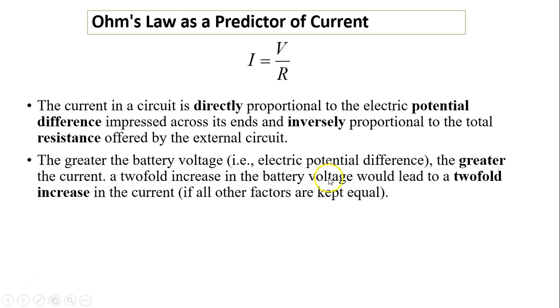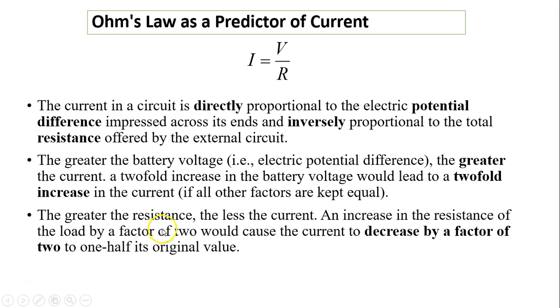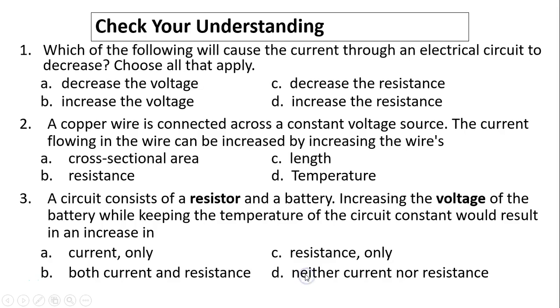So the greater the battery voltage, the greater the current. Two-fold increase in the battery voltage would lead to two-fold increase in the current. On the other hand, the greater the resistance, the less the current. An increase in resistance of the load by a factor of 2 would cause the current to decrease by a factor of 2 to 1/2 of its original value.